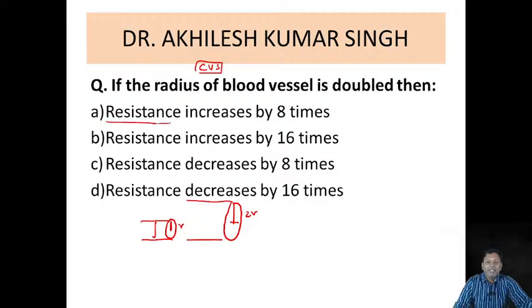What will happen to the resistance? You can apply your common sense also: with a larger diameter or larger radius, the resistance is low. So here the resistance will be more and here the resistance will be less. Suppose this is R1 and this is R2. So resistance in vessel 2 will be less than the resistance in vessel 1. And also remember this formula, the resistance to blood flow.